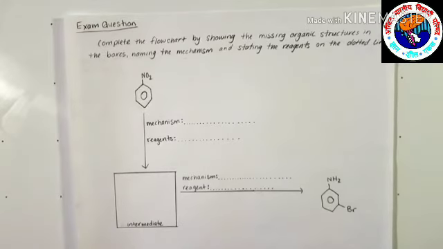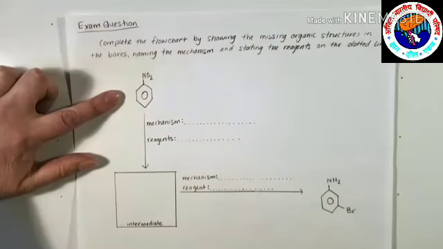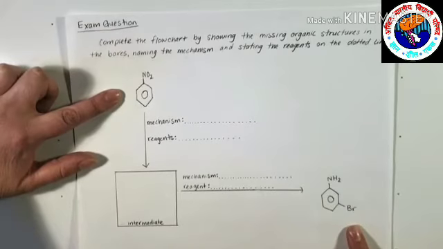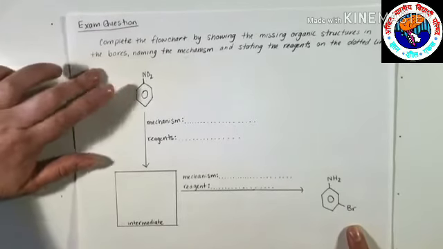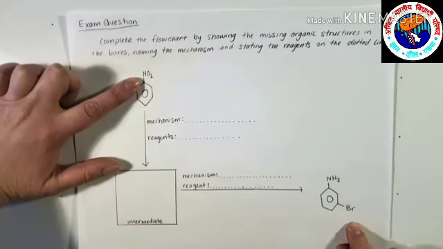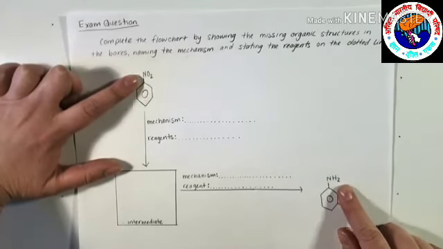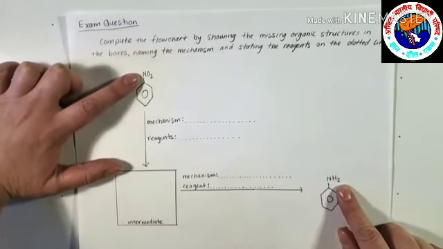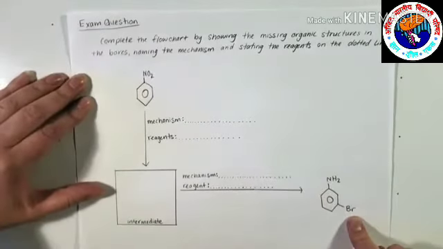Okay, so you need to prepare yourself to be able to do something challenging like this. So complete the full flow chart by showing the missing organic structures in the boxes, naming the mechanism, and stating the reagents on the dotted line. All right, so first thing, we're going to look at what we started with, and we're going to look at our final product so that we know where we need to go. So first thing you should notice is that nitro group, NO2, has been reduced to an amine. Okay, so we know at some point we need to reduce our NO2 to an NH2. Okay, the other thing to note is we've added a bromine, or we've substituted on a bromine. So bromination has also taken place.